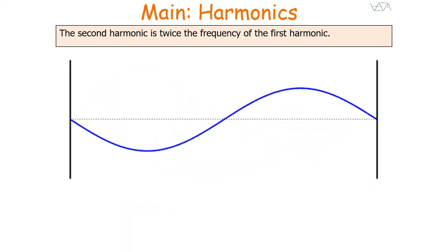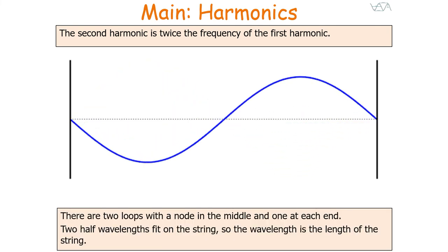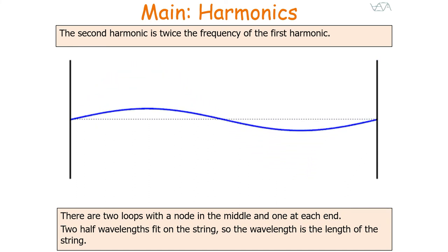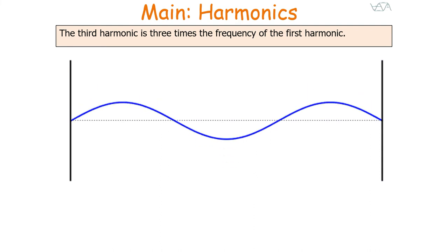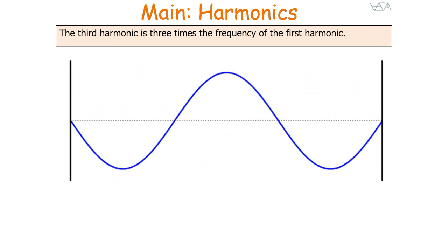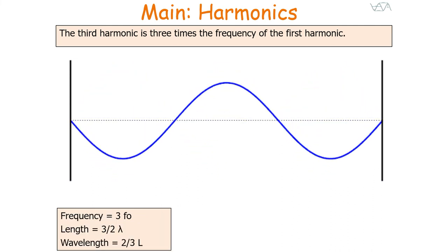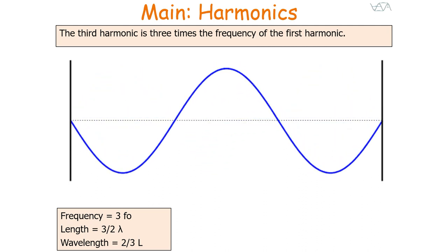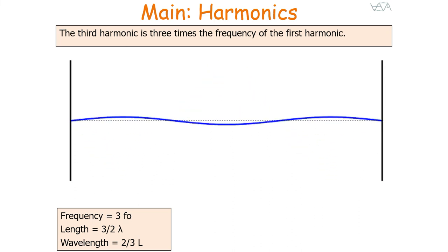Now the second harmonic is twice the frequency of the first harmonic. There are two loops with a node in the middle and one at each end, so two half wavelengths fit on the string, so the wavelength is the length of the string, as shown here. The third harmonic is three times the frequency of the first harmonic, and you'll notice here that there are 1.5 wavelengths on the string. So the frequency is three times the frequency of the first harmonic, the length of the string is 3/2 wavelengths, and the wavelength is therefore 2/3 of the length of the string.